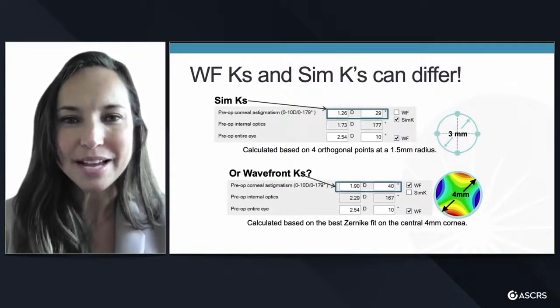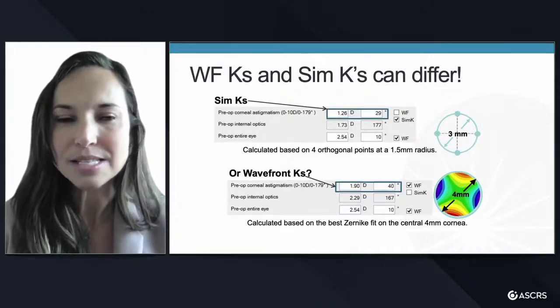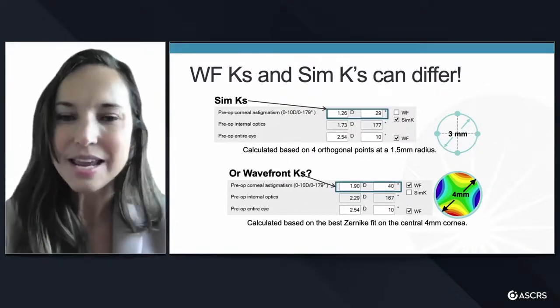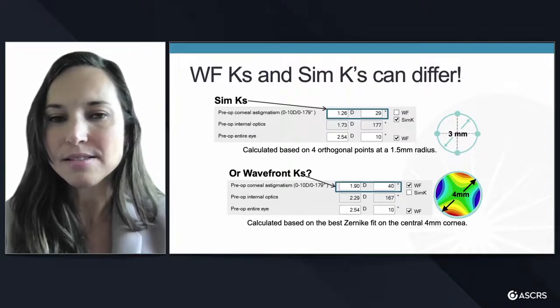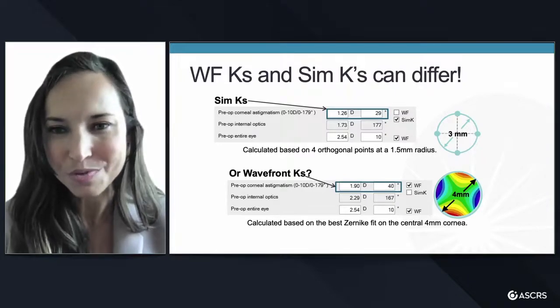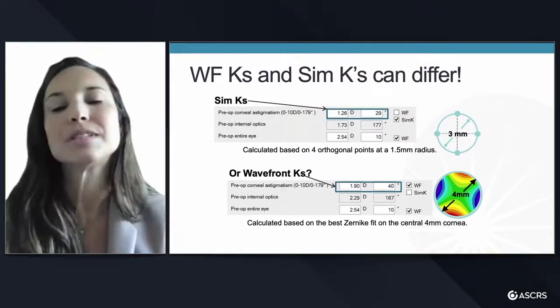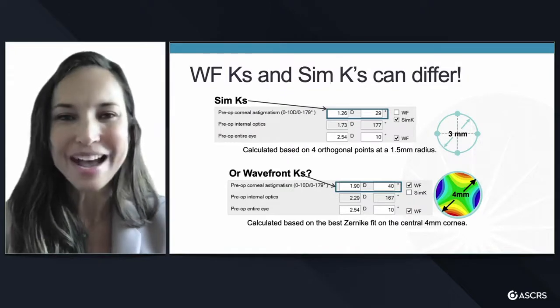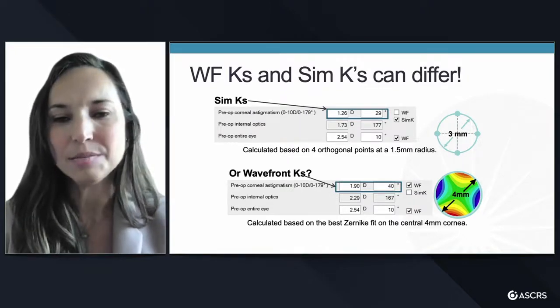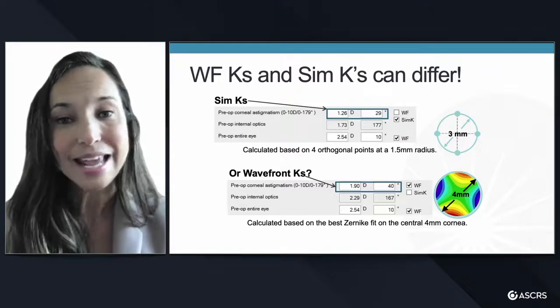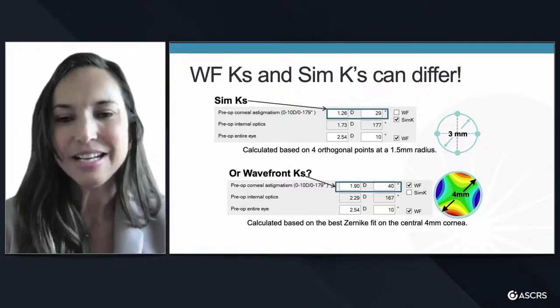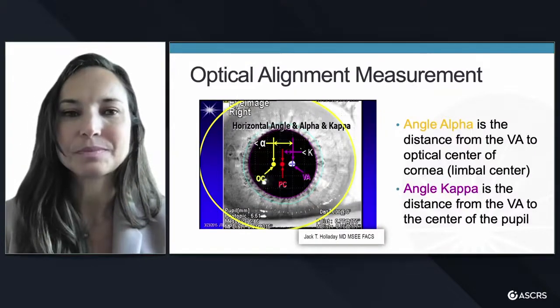And again, if you have an iTrace, you can look at the numbers. In this case, SIM case is measuring 1.2 diopters of astigmatism, and our wavefront case is definitely showing higher astigmatism, higher magnitude, and actually a different axis, at 4 millimeters.